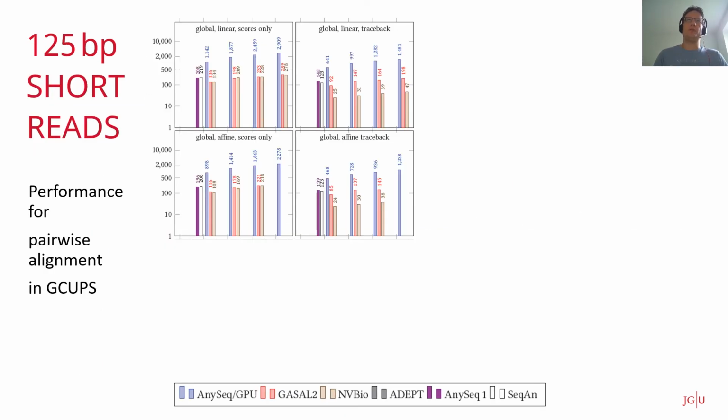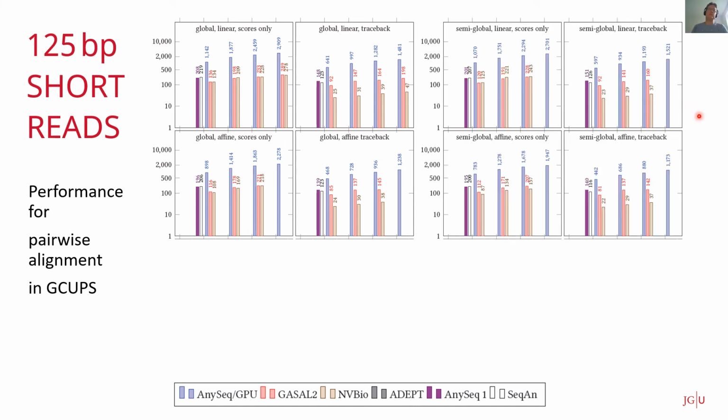In the following, we see performance comparisons for pairwise alignment of 125 base pair short reads. In the first row, we see the same scenario as before, global linear alignment, to the left scores only, to the right with traceback. And below that, in the second row, we see global affine alignments, to the left scores only, to the right traceback. We can also see that while affine alignment is slower, which is to be expected because we also have to keep two additional DP matrices, the relative performance differences between the libraries stay almost the same.